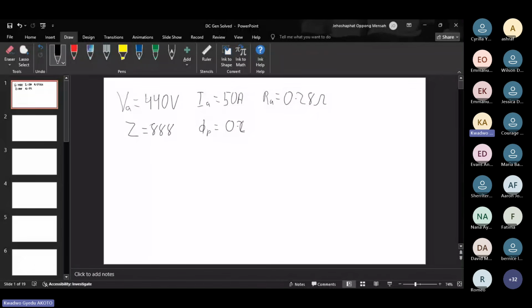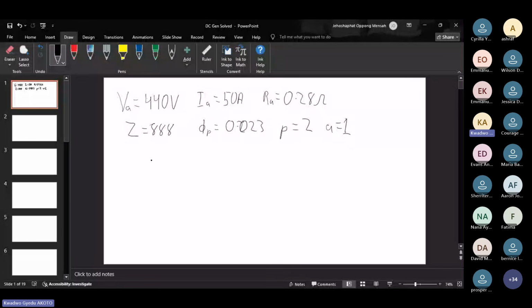Of course, we've also been given pole pairs equal to 2 because it's a 4-pole machine. So it has 2 pole pairs. And since we are using the number of pole pairs for this equation, I'm going to take our A to be 2 because it's a simple wave winding, right? It's wave connected, so A is equal to 2. Number of poles is equal to 4. 4 divided by 2 is 2.